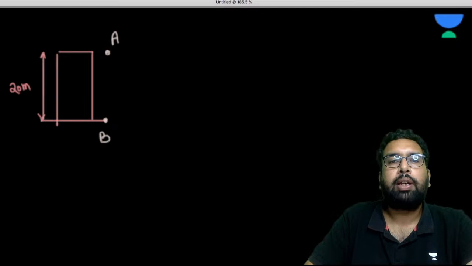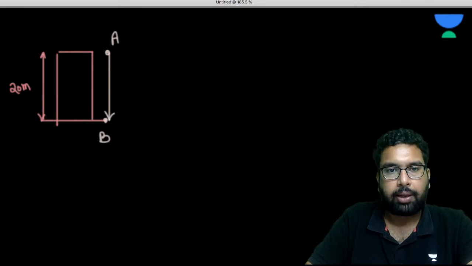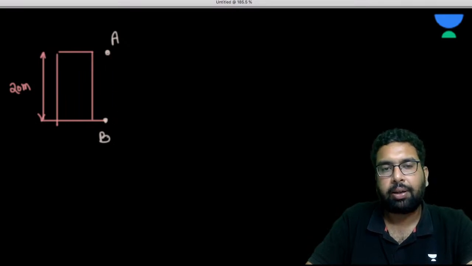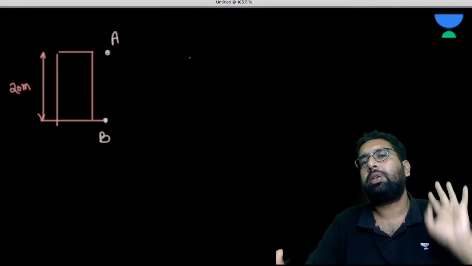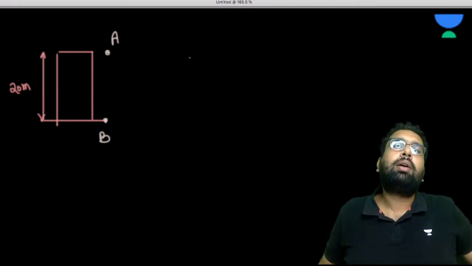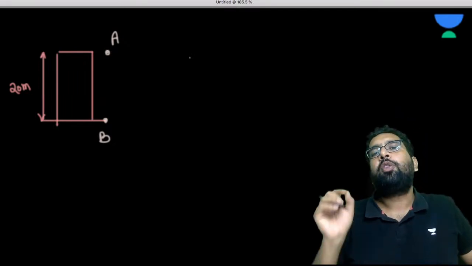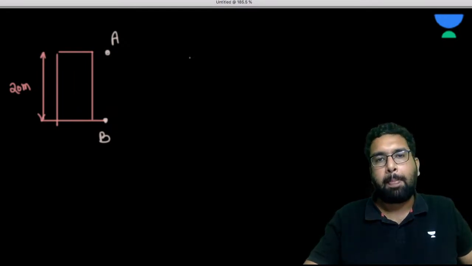Obviously, eventually it is going to hit the ground. Let's suppose it hits the ground like this. Whenever we are using these equations, we have to be very clear about one thing: from which point to which point we are going to apply the equation. Now let us apply from A to B.